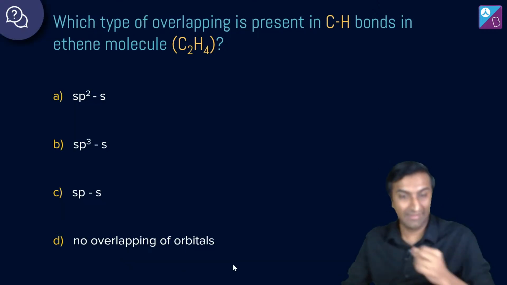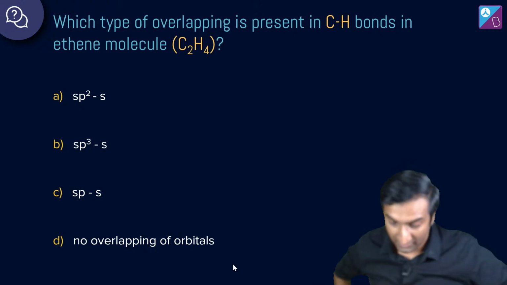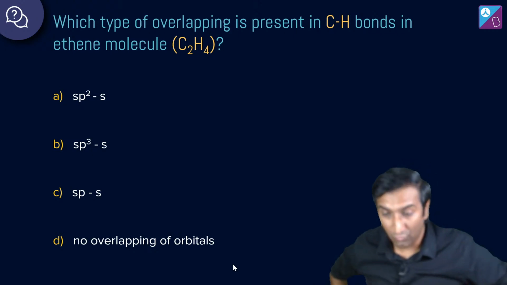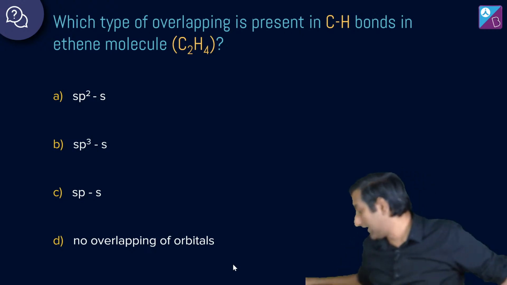All right, चलो एक सवाल लेते हैं. Yes, ethylene is C2H2, मतलब which is ethyne itself. Thank you for that, Medha. एक सवाल करते हैं. Which type of overlapping is present in CH bonds in ethene molecule C2H4?